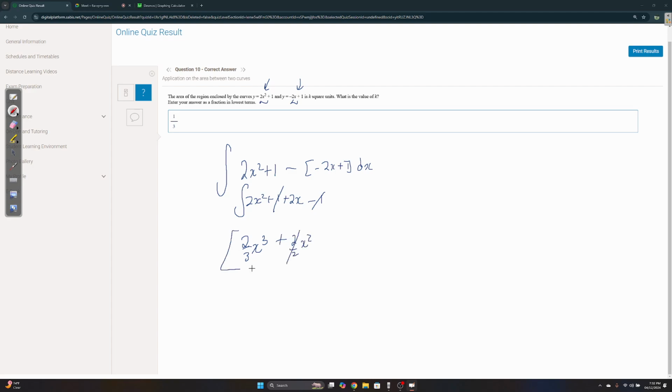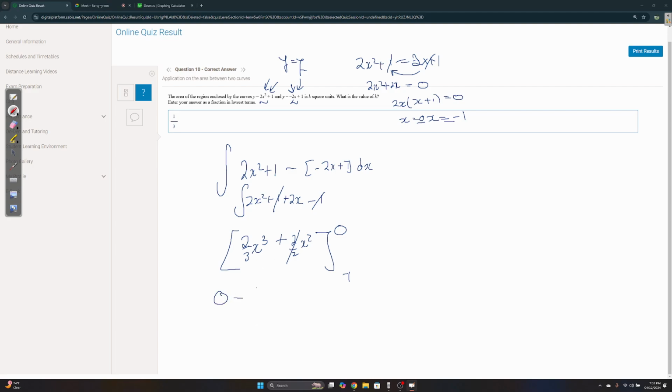This cancels. So your bounds, we need to find them. How do you know your bounds when you have two curves? Always you do y equals y. You need to see your points of intersection. So 2x squared plus 1 is equal to minus 2x plus 1. Whenever you have two curves, to find the bounds, you find their intersection. So you take the 2x squared plus 1 minus minus 2x plus 1, you get 2x squared plus 2x, and then the ones cancel, equals 0. Now take 2x outside, you get 2x times (x plus 1). So you get two solutions, x equals 0 and x equals minus 1. So your bounds are minus 1 and 0.